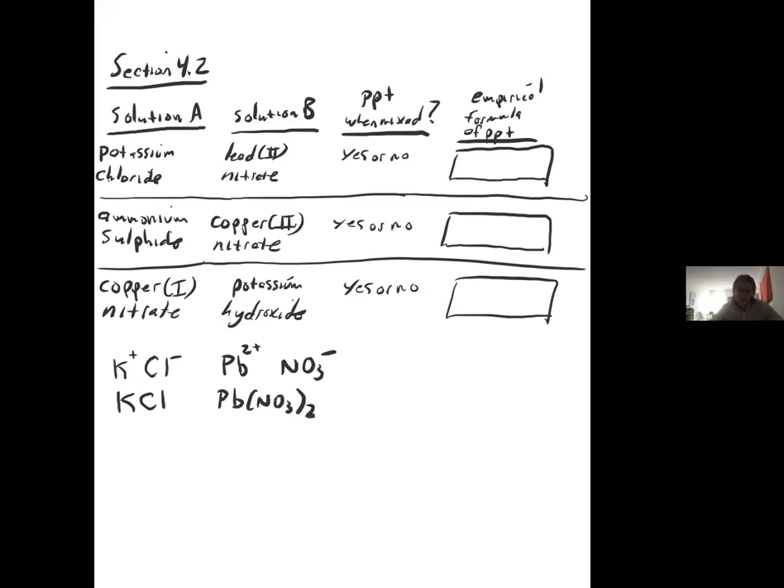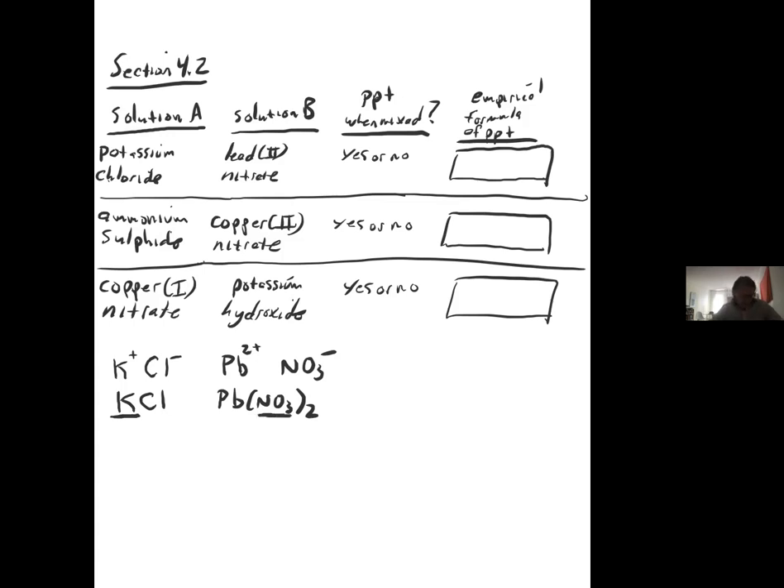Okay, 2-to-1 ratio. -2, +2. That's the key. So now, how do we figure out whether you're going to get a precipitate? This is what you do. You take the first part here, the potassium, and you combine it with the second part there.